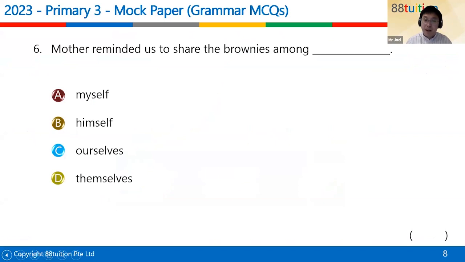Question 6. Mother reminded us to share the brownies among what? Question 6, everyone online got it correct. Only Anne needs to give me the answer. Anne, what's your answer for question 6? Reminded us, right? Us means you're part of the group. Very good. So ourselves, because you are part of the group. So it's us, you're part of the group, we say ourselves. Share it among ourselves because we are part of the group. So the answer here is C. Everyone gets 1 point for this. Excellent.